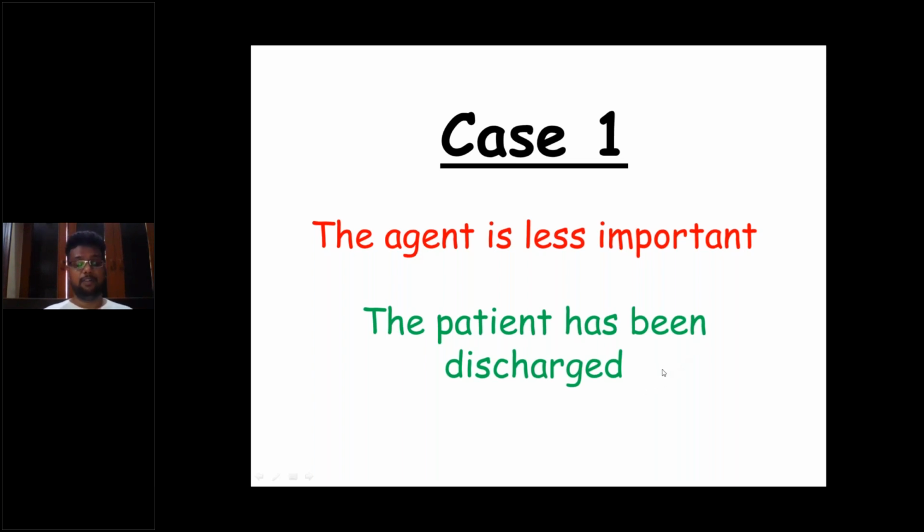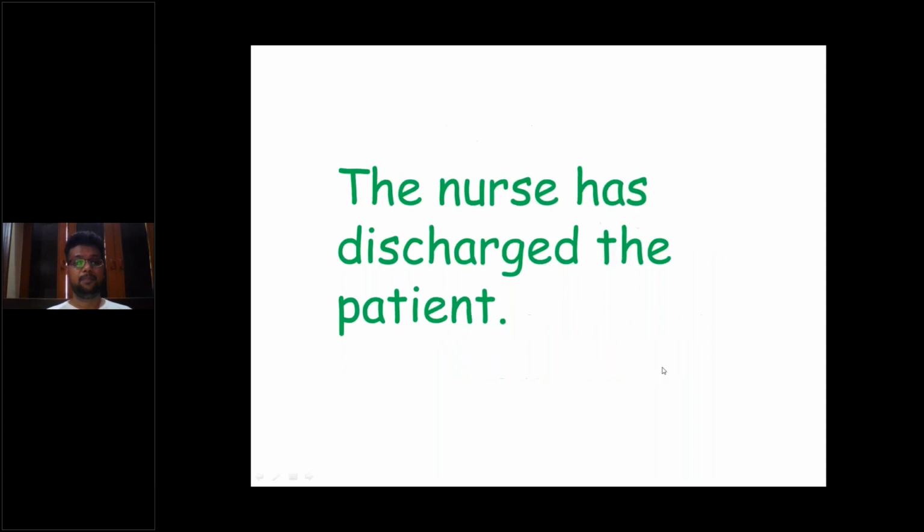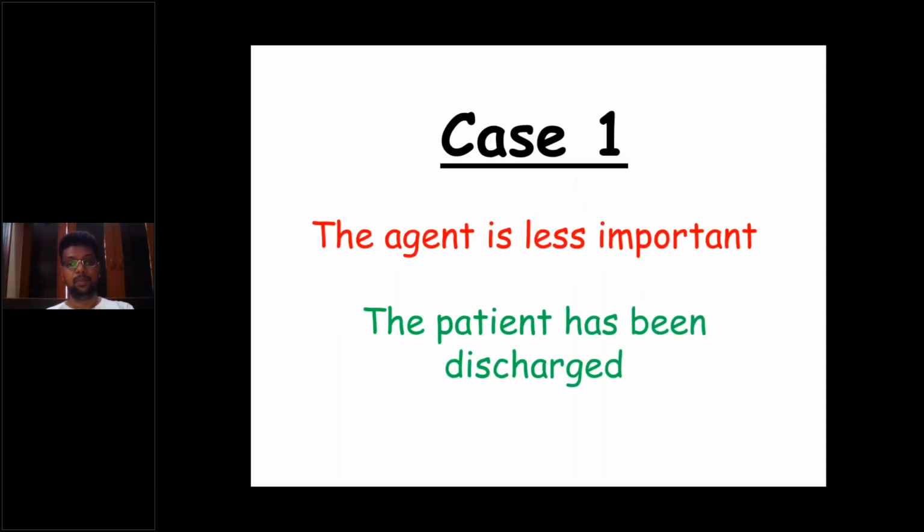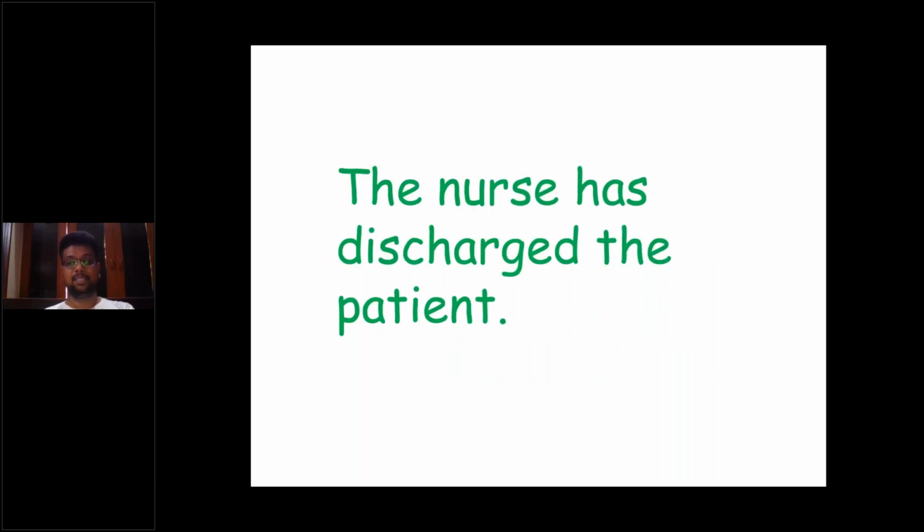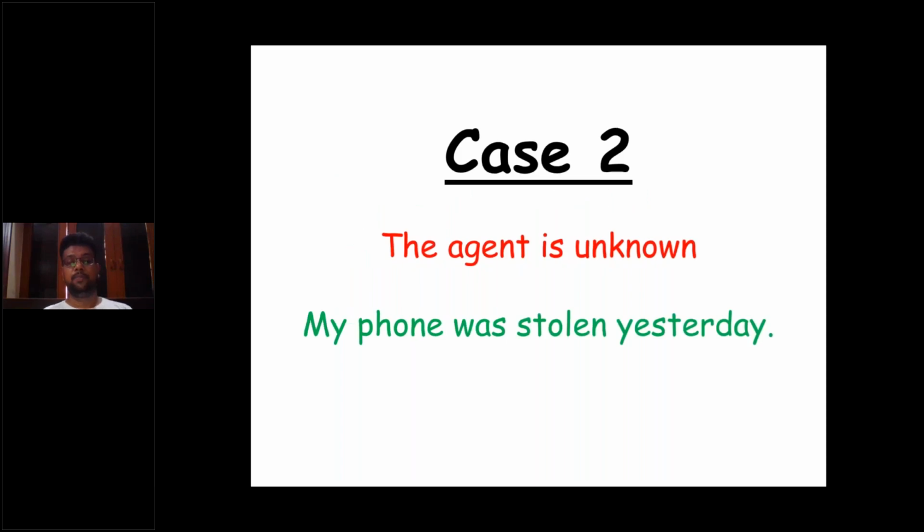Now what is the active form of this sentence? The nurse has discharged the patient. This is the active voice. And when we wrote the passive voice, the patient has been discharged, it is because the patient is of importance. Nurse is not of importance. Now let's discuss case number 2, where the agent is unknown. We do not know who the agent is.